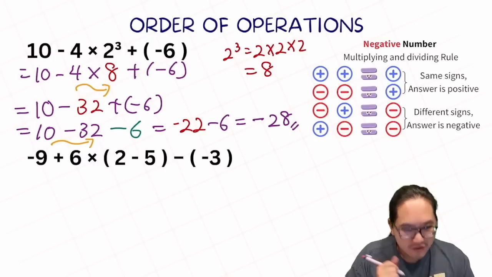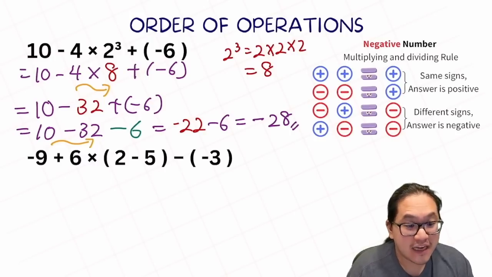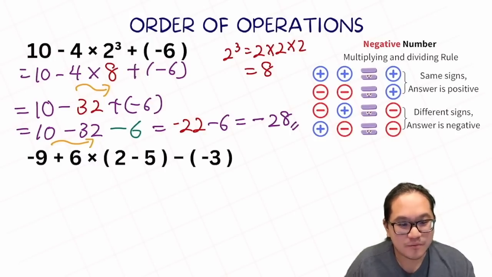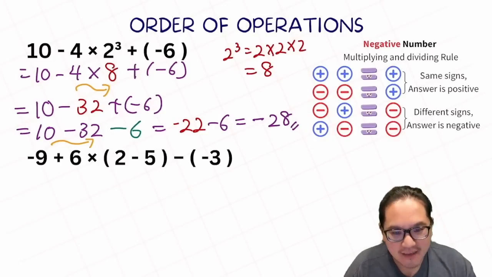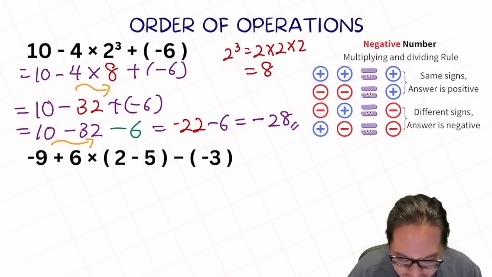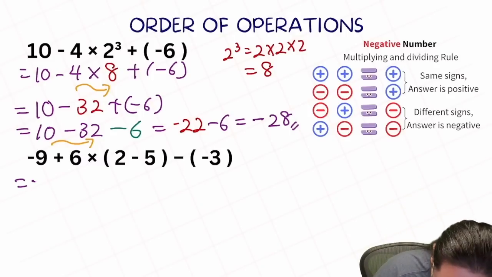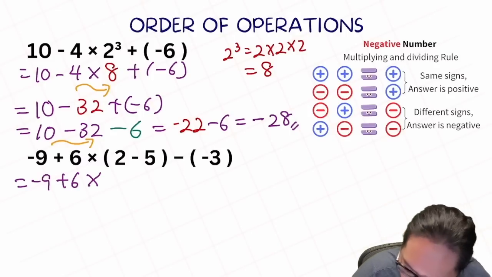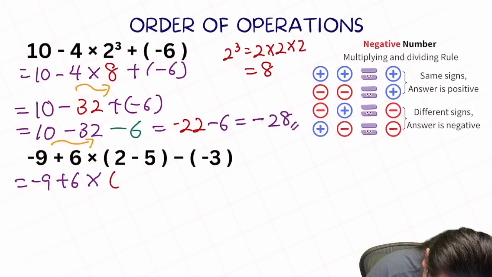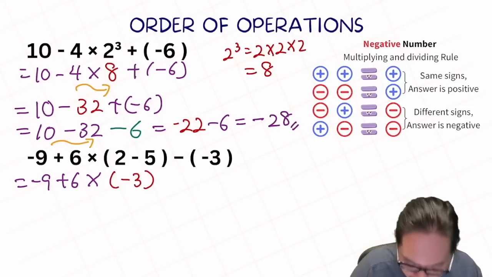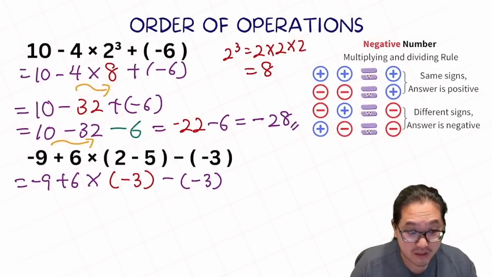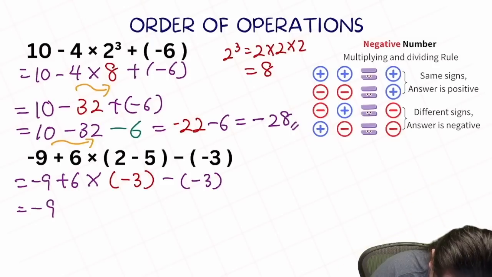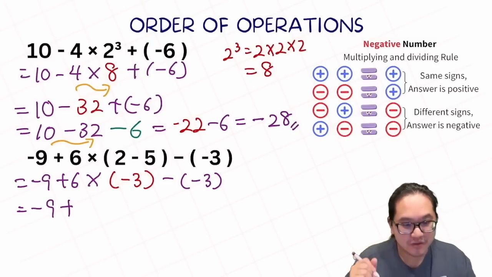Super fun, right? So let's do another example. -9 plus 6 times (2 minus 5) minus -3. So first, we need to take care of the parenthesis, right? So let's drag everything down. -9 plus 6 multiplied by 2 minus 5 is equal to -3, right? Minus -3. Next step is what? Multiplication and division, right? So -9 plus 6 times -3.